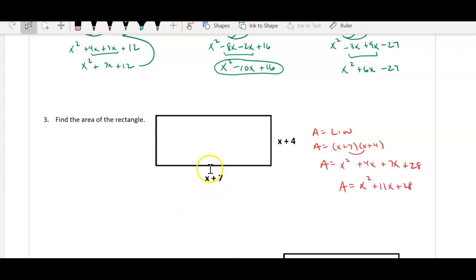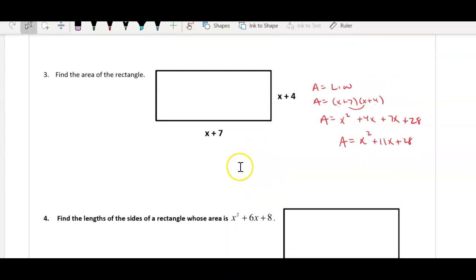So now when you look at the next example, all right, I want you to pause the video, and if you were given the area of a rectangle, find the lengths of the sides of a rectangle whose area is x squared plus 6x plus 8, right? How would you do that? Think about this. How do we go from here to that? Okay.